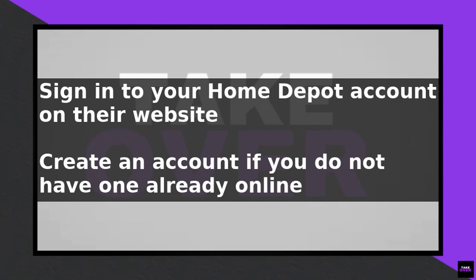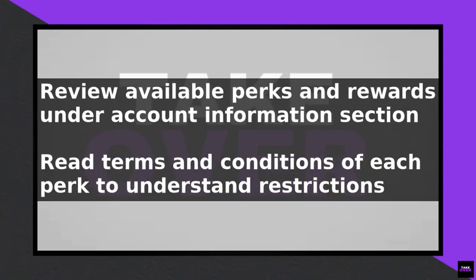Next, review the available perks and rewards that you are eligible for, such as discounts, free shipping, and exclusive sales. Make sure to read the terms and conditions of each perk to understand how to redeem them and any potential restrictions. To redeem your perks, add the eligible items to your online shopping cart and proceed to checkout.